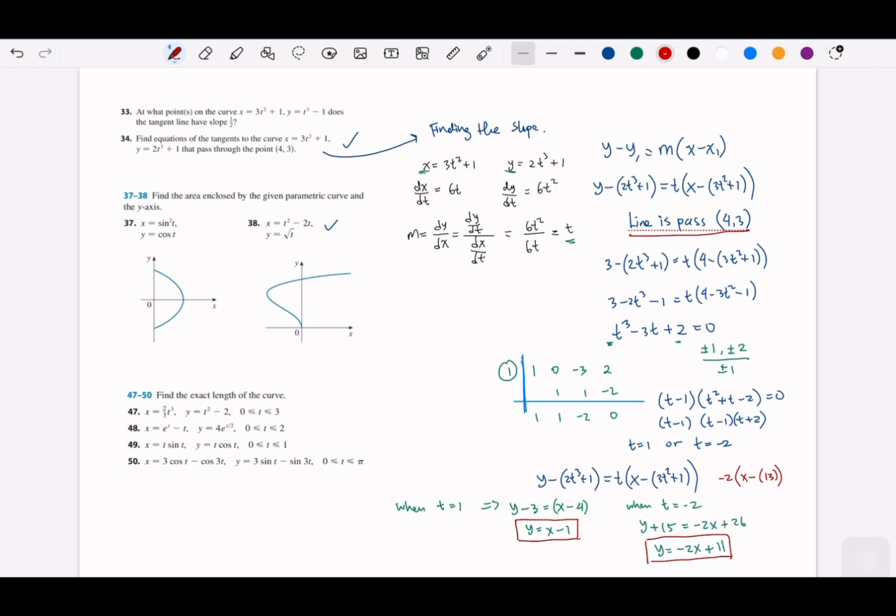What does it mean when our function has two tangents at one point? Maybe you will have a loop, something like that. And somewhere over here, yeah, this one here, we have this, and we have this. Because in parametric form, we can have something like this. That's why we have two equations of tangents.